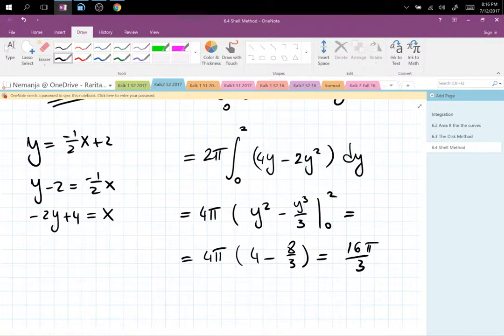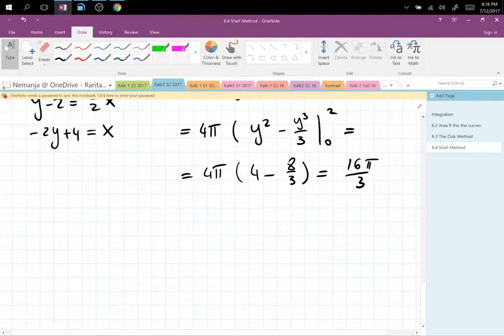So we see that we used both methods to obtain the same value, except disk method was doing dx while the shell method did dy. And that's the difference between the two methods. For the disk method, the cut is perpendicular to the axis of rotation. For shell method, the cut is parallel to the axis of rotation.